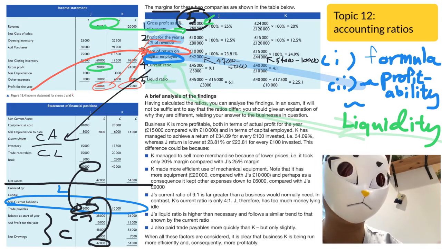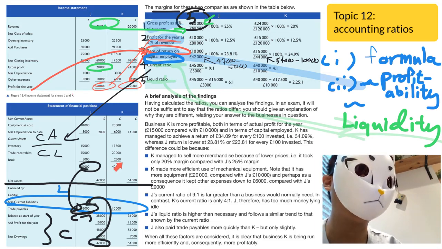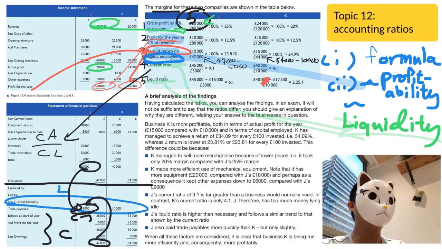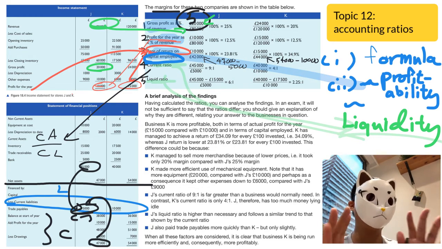Now we can do it for another company. So for K, the total amount is 40,000. So we'll put it on top, and the amount of current liabilities is 10,000. So we'll put it here. So this is how we do current ratio. It's one of the ways to assess the liquidity.